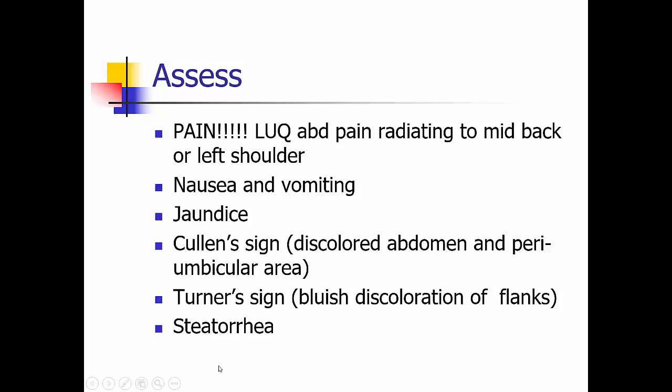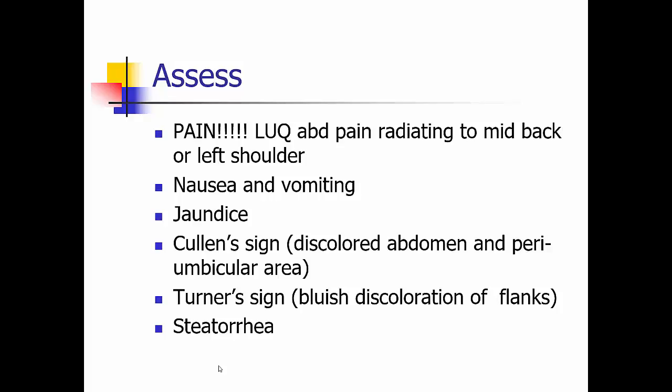So how are we going to assess these people? Well, first of all is pain. The pain is usually located in the left upper quadrant, more towards the umbilicus, and may radiate to the low thoracic region of the back. It is a deep visceral pain that lasts for hours to days. And this deep pain is among the most severe and often leaves even the medicated patient writhing in discomfort. The pain decreases when sitting up in that fetal position and leaning forward.